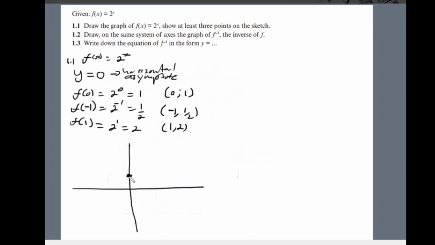Our y-intercept is there, which is (0, 1), and then here we will have the point (-1, 1/2), and then there we'll have the point (1, 2), right? And then our asymptote is this line, the x-axis, and then we're connecting the dots. So our graph will look like that, right? So now this is the graph of f. This is the point (1, 2), that is (0, 1), that is (-1, 1/2). Okay, so that is how you sketch.